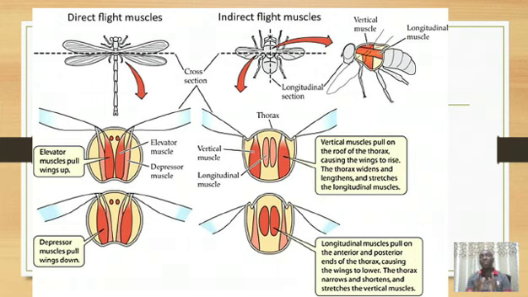Alright. So from this we see that insects, in bringing about flight, have the elevator muscles. The elevator muscles, the ones appearing in that orange color, can also be referred to as the vertical muscles. Then the depressor muscles, the ones appearing pink, can also be referred to as the longitudinal muscles. So those are the two sets of muscles, the elevator and depressor. They are also antagonistic.